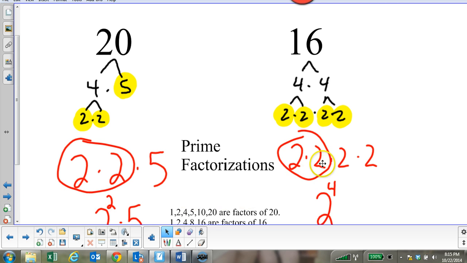And what part of the 16 was not used? Well, these two 2's were part of the GCF. So 2 times 2 is 4, it's the leftovers, it's not part of the GCF for 16. And so if I took 20 and I multiplied it by these 2's that I didn't use, 2 times 2, 20 times 4 is 80. Or if I took 16 and I multiplied it by the 5 that wasn't used out of the 20, 16 times 5 is also 80.